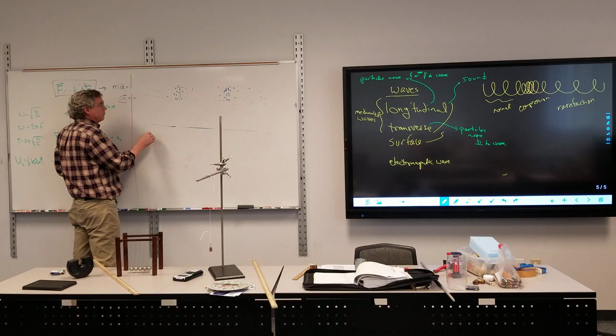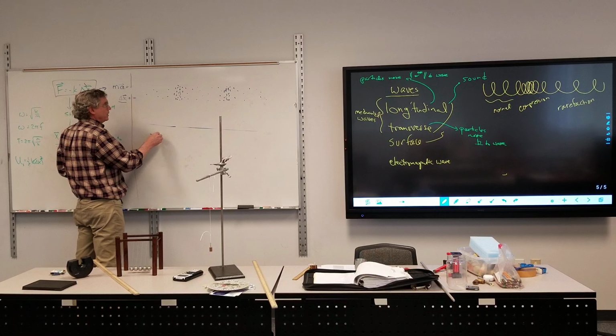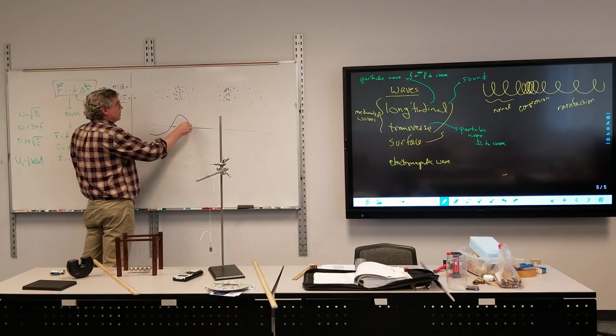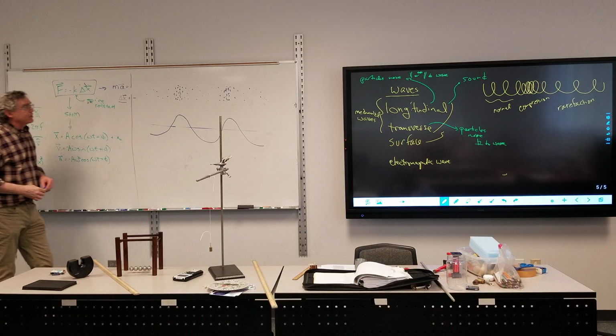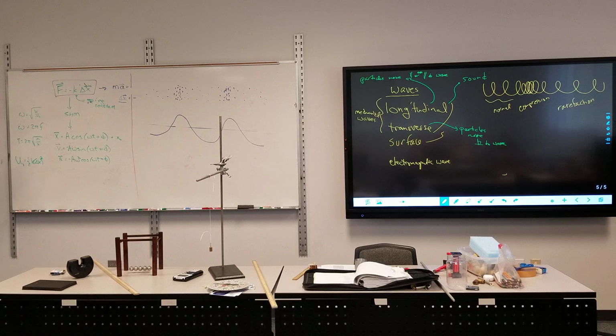And so if it's rarefied, it's below that, and then it peaks there, and then it's rarefied again, then it peaks, and then it's rarefied again. So I can express a longitudinal wave, if it's a constant frequency, like a sine wave or a cosine wave.